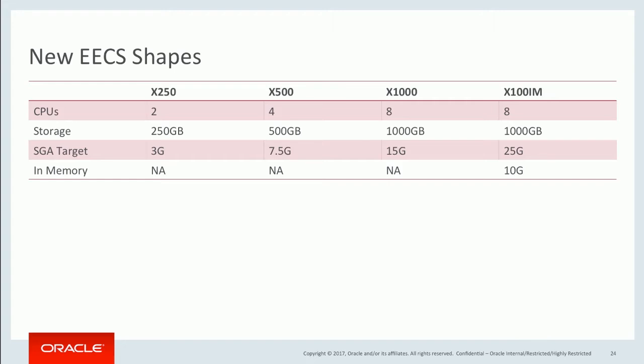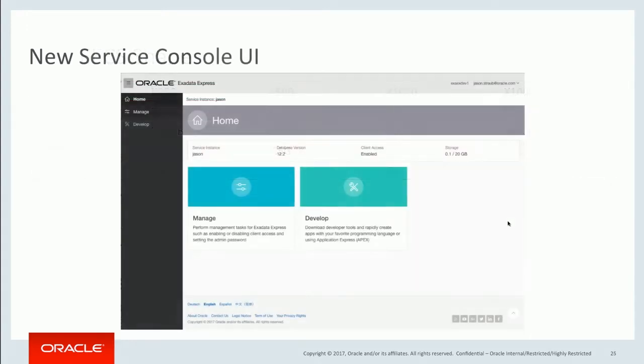So quickly, some of the new shapes. There's this X250, which really just gives you more storage, but it gets interesting once you get to the X500, where you get 4 CPUs and you get a higher SGA target of 7.5 gigabytes. And then we go up to terabyte services, where you get 8 CPU access and 15 gigabytes of memory, and if you get the IM option, you get 25 as well.